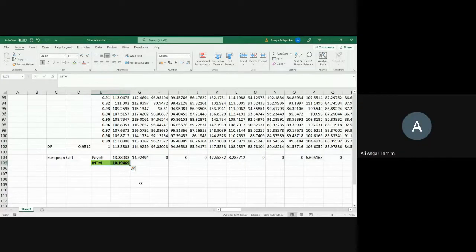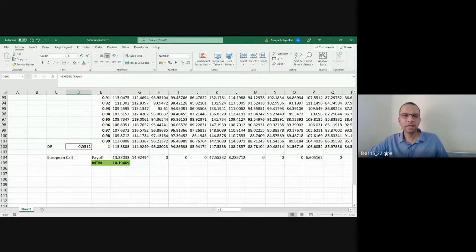Could you just show us the formula once again for the DF and the MTM? Yes, so DF is plain E raised to minus RT.